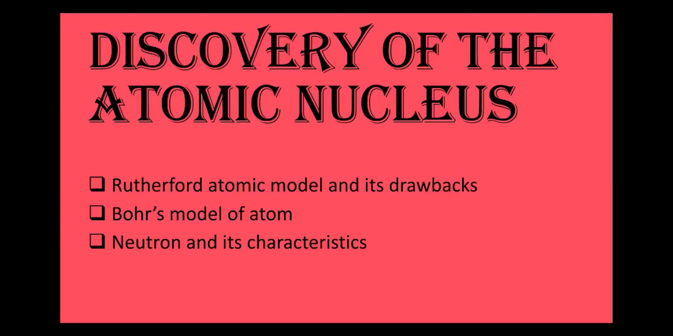Very good morning, students. In my previous video I explained the structure of atom, the discovery of protons and the discovery of electrons, how they were discovered and what the structure of atom is. Today we are going to learn about the discovery of the atomic nucleus, how neutrons are formed and what the nucleus is. We will cover Rutherford's atomic model and its drawbacks, Bohr's model of atom, and the neutron and its characteristics.